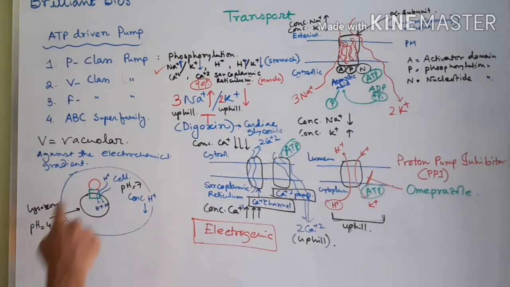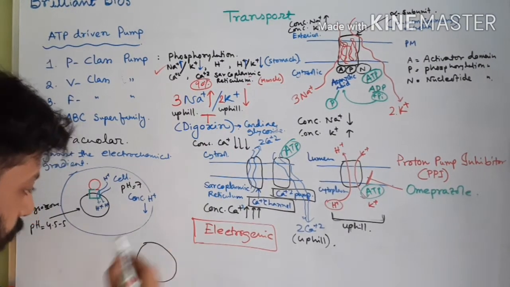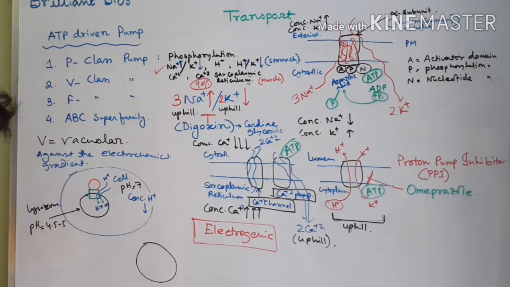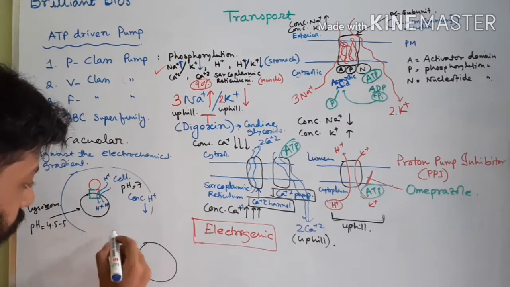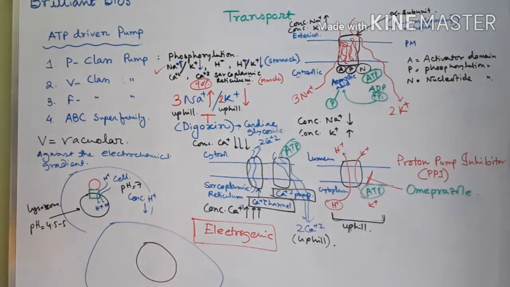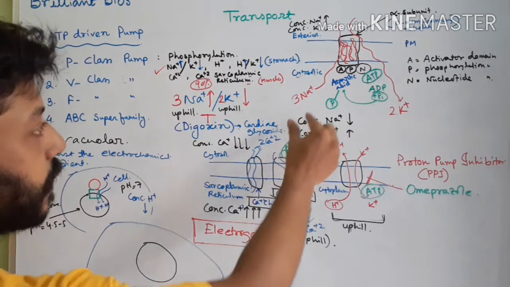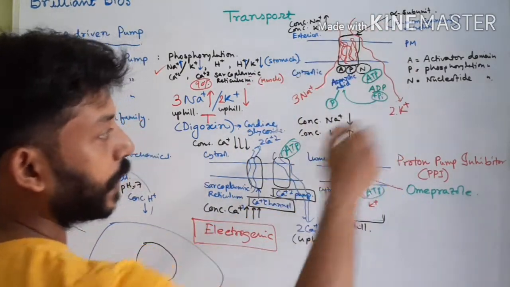Let me draw these vesicles larger so that you can understand. So this is the vesicle and this is the cell. Listen, this is a cell. Okay, this is a vesicle, the lysosome. Now, why is it called electrogenic? I have mentioned here that you can see 3 sodium come out and 2 potassium enter.